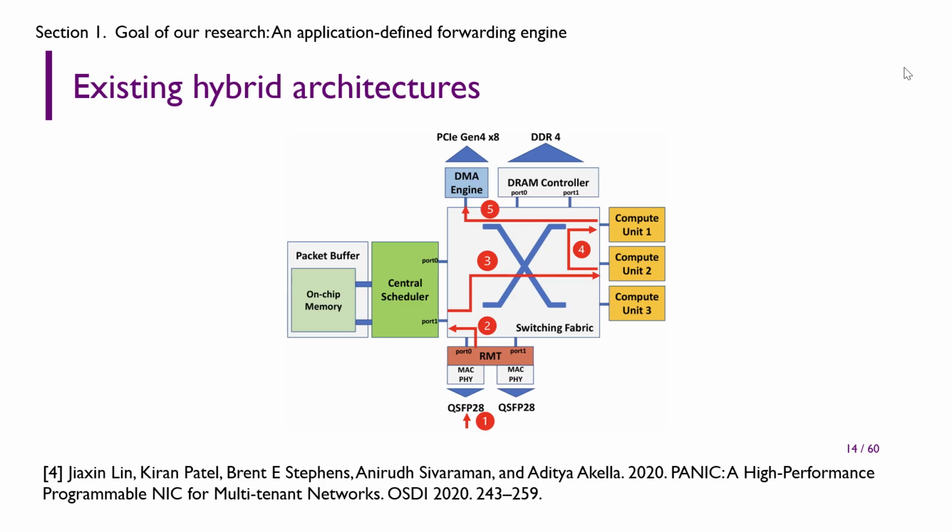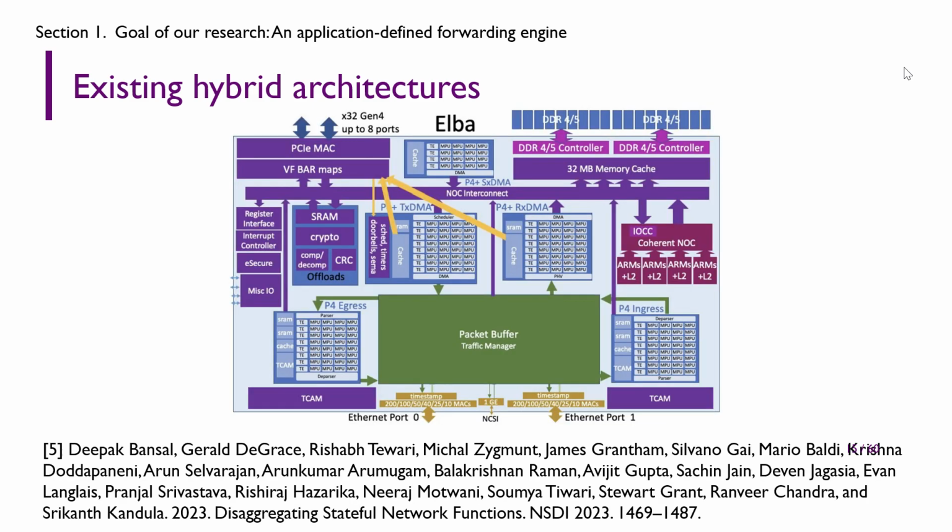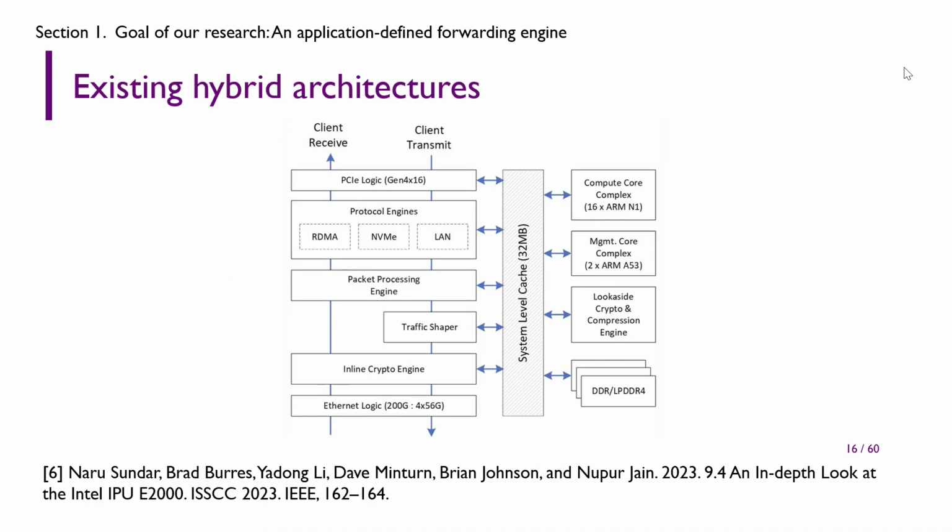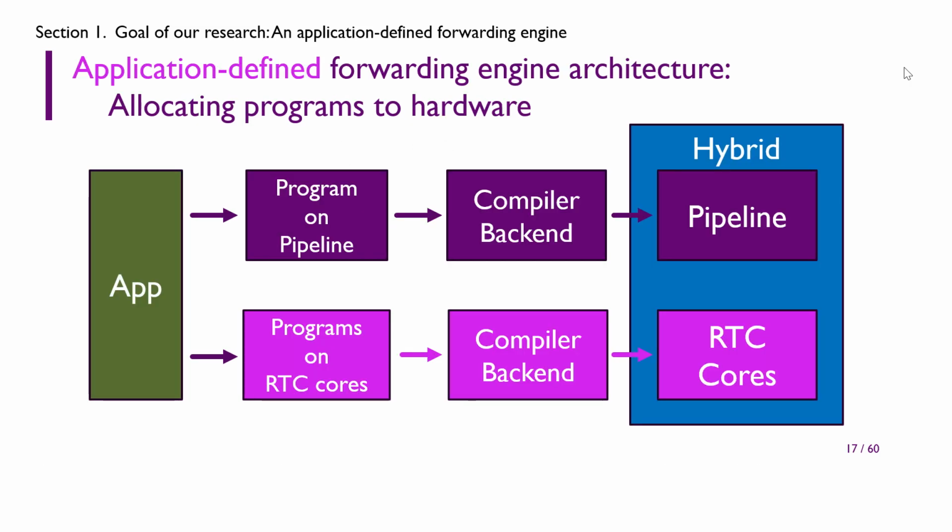In fact, many researchers have noticed these problems, and they have proposed some hybrid architectures. For example, Panic proposed in 2020, Sirius proposed in 2023, and Intel IPU also proposed in 2023. These architectures allocate programs to hardware. An application is split into a program on the pipeline and another program on the RTC cores, which are compiled and written to the corresponding part on the chip.